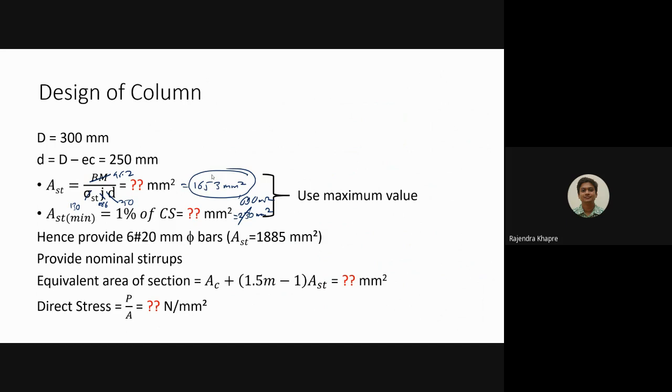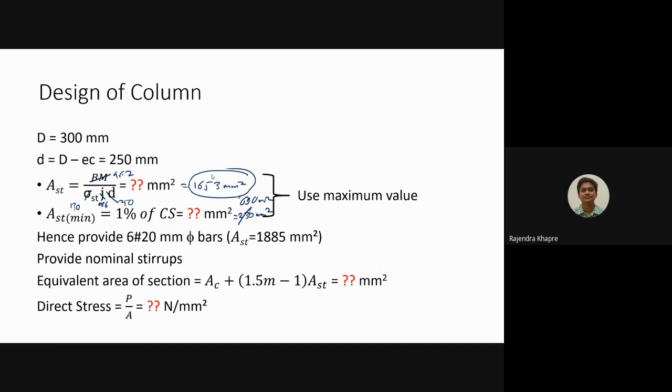So I suppose if you provide 6 bars of 20 mm diameter, it will contribute to 1885 millimeter square. So this configuration we can continue in the column. So if you go for this, we have to provide the nominal stirrups also. We can design the nominal stirrups as per the codal provisions. Now all we have to do is just check for stresses.